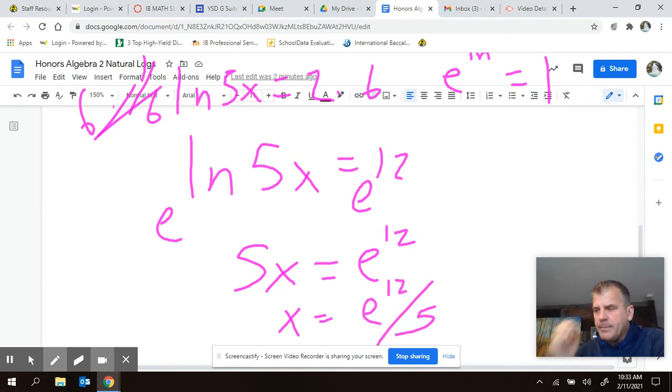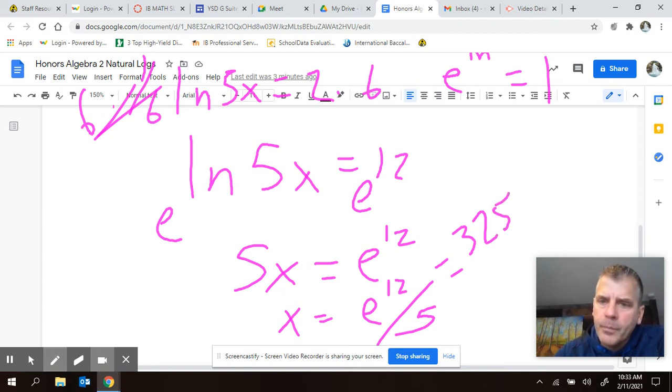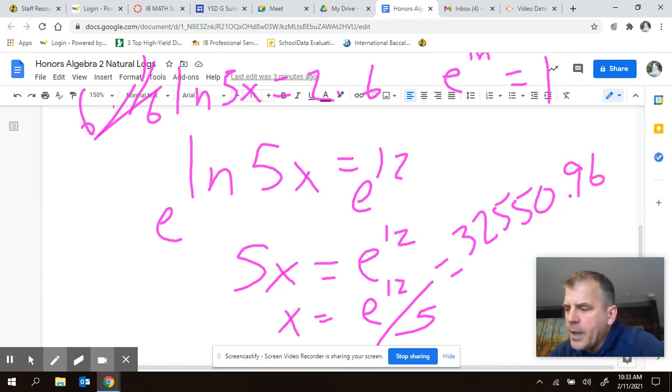And then we can calculate that. So if we throw that into our calculator here, we have e to the 12th divided by 5. And we get this giant number, 32,550.96. That's what my calculator gave me.